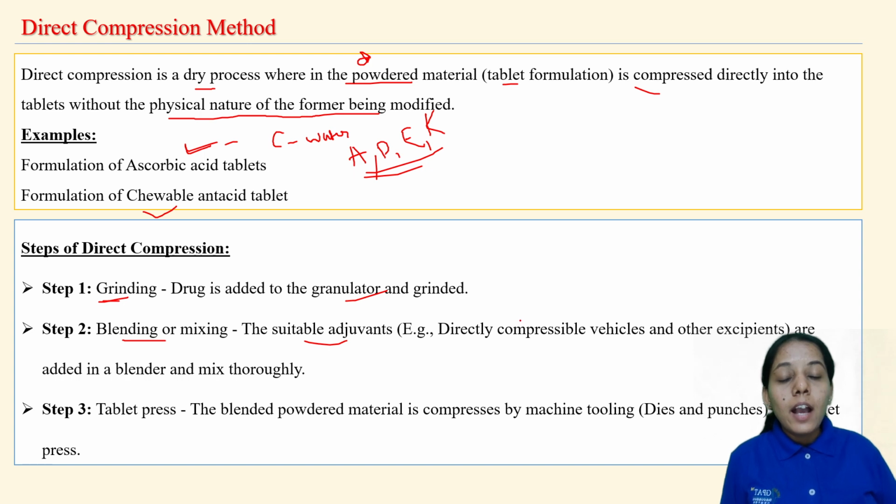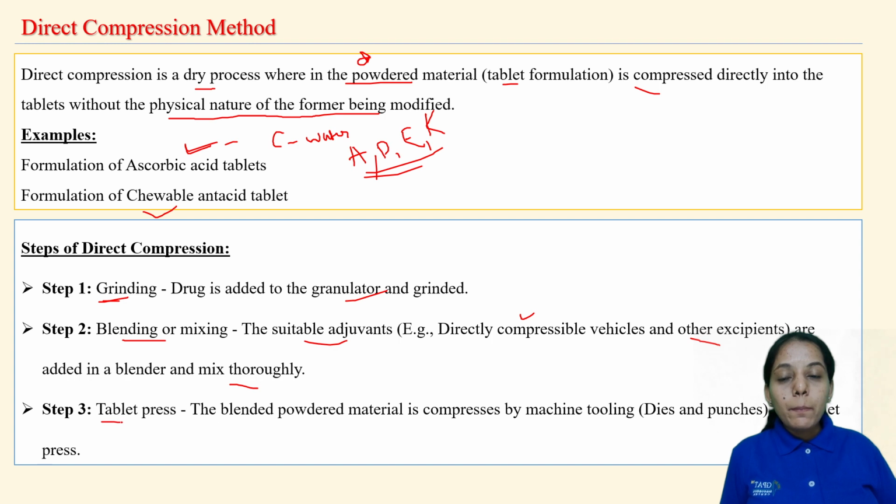For example, we have seen some directly compressible vehicles and diluents, like MCC, that is microcrystalline cellulose. Some other excipients can be used as required, but those excipients should have the property of direct compression. They are added to the drug molecule and blended and mixed thoroughly.